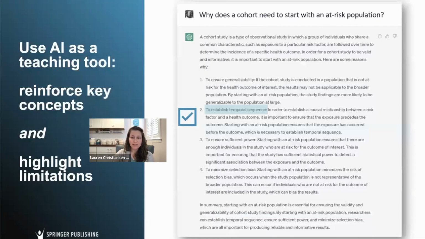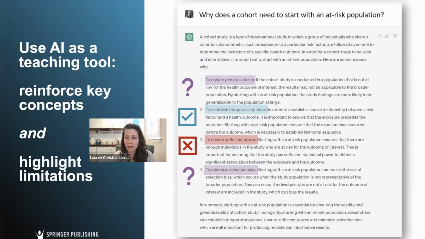So here is an example where I've asked ChatGPT to explain why a cohort needs to start with an at-risk population. And while this response correctly highlights that it's important to use an at-risk population so that we can establish the temporal sequence between the exposure and the outcome, we have to know that the exposure came before the outcome in order for that relationship to have been causal. It generates some other things that are suspect, including questions about generalizability, selection bias, and things related to power and sample size.